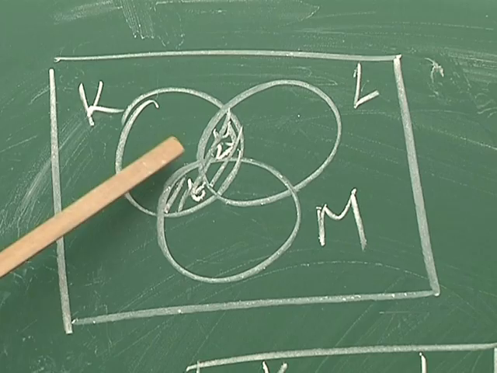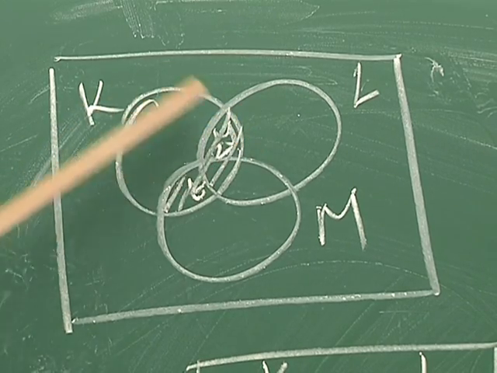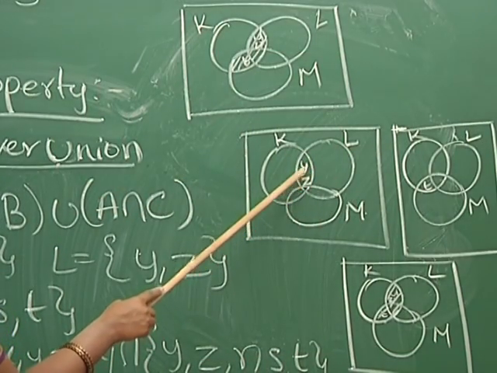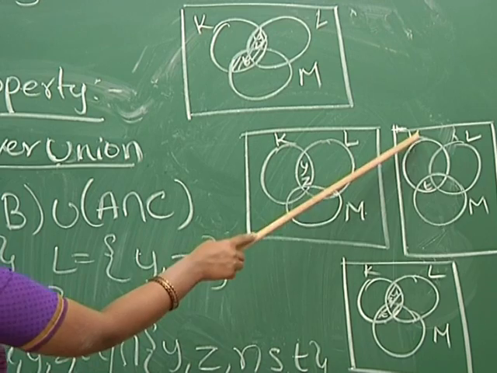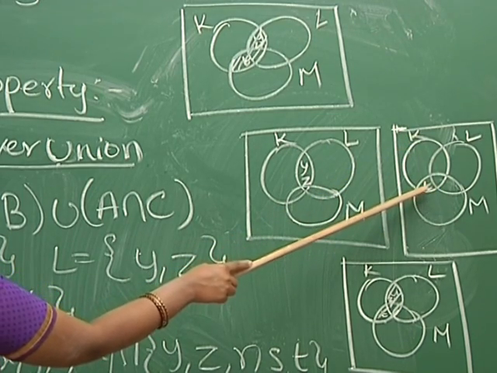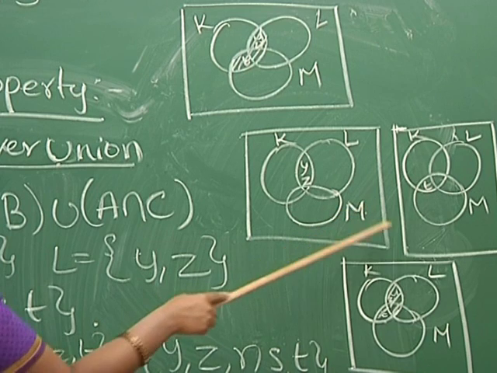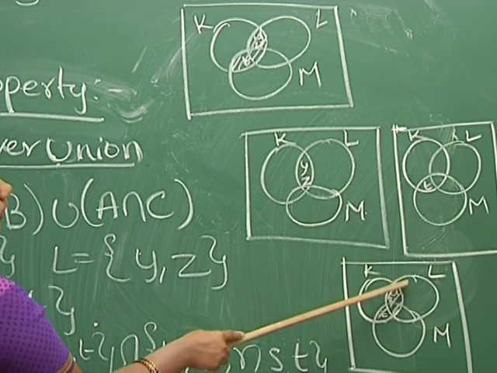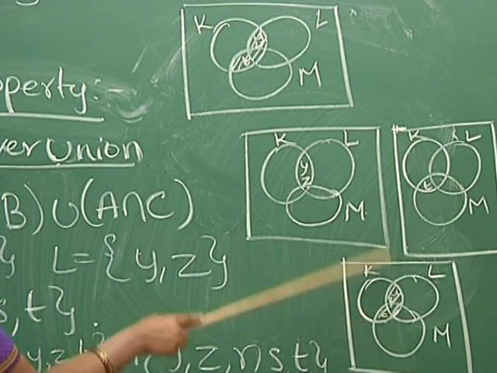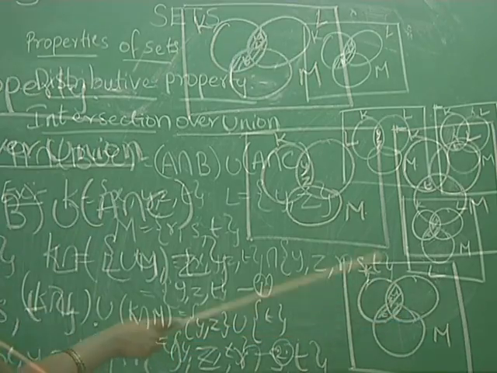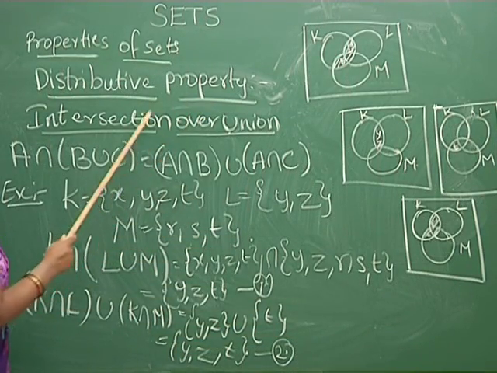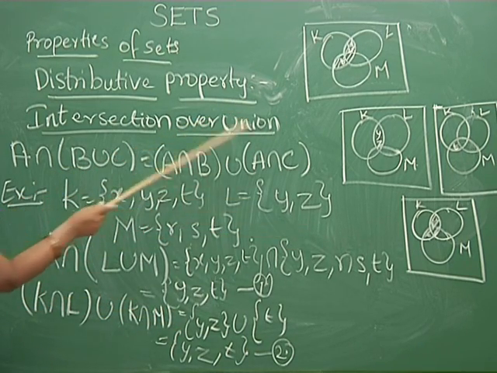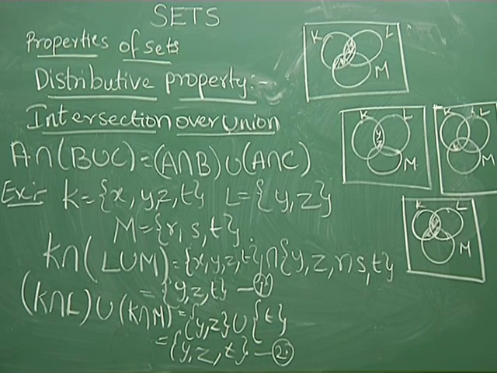So the Venn diagram of K intersection of K union L intersection K union M is this. K and L common elements are y and z, so we need to enter in this region. K and M common element is t, so we need to enter in this region. Since we need to combine both these Venn diagrams, we will get K intersection L union M, this is the shaded region where both the Venn diagrams are the same. So therefore, the distributive property intersection over union is verified through calculation as well as Venn diagram. Hence the distributive property is verified.